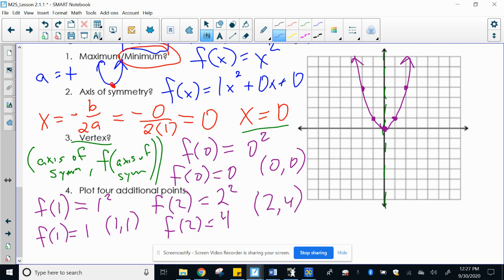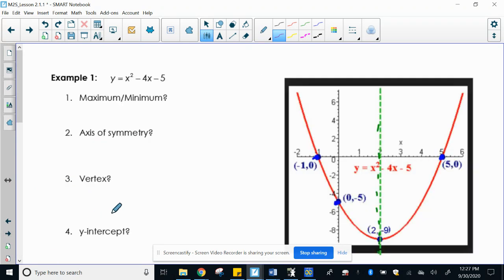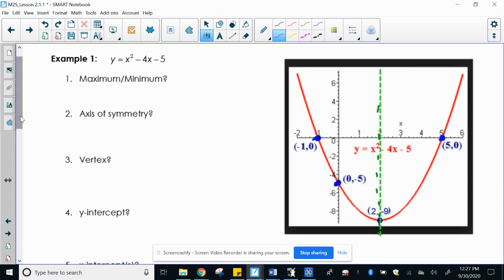Okay. So our goal for today is going to be to practice getting all of these different key features of a quadratic and use that to graph it. Okay. So let's keep trying some more. We flip the page. Okay, so example 1.